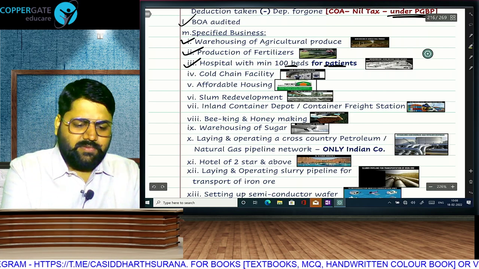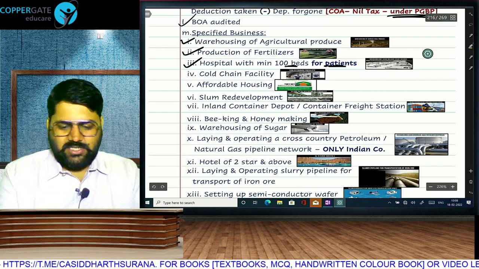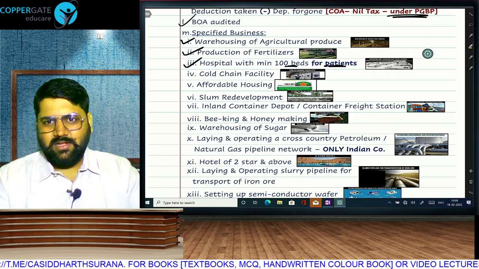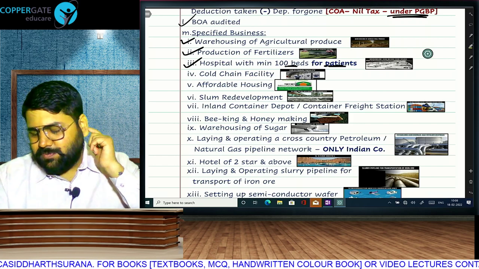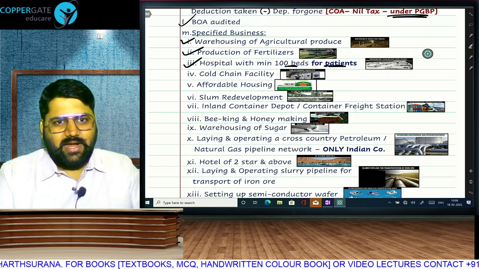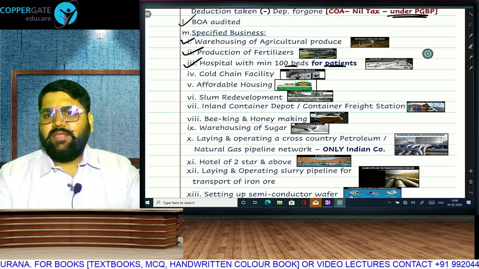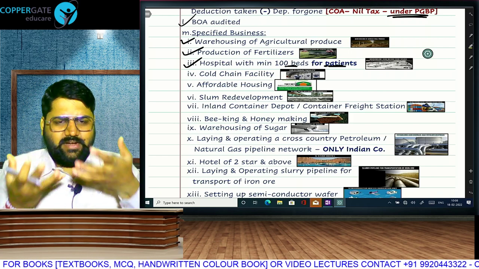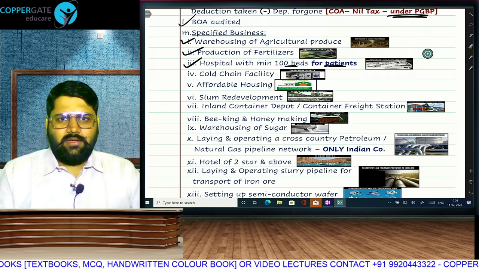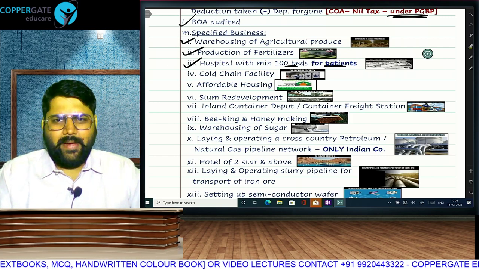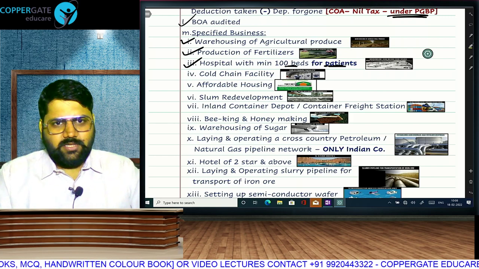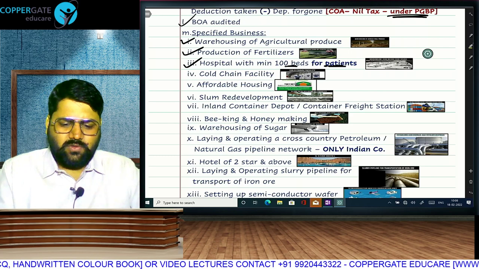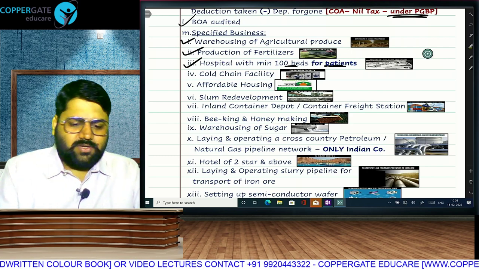So hospital with minimum 100 beds for patient. This is only one of the rare cases where images are small. If you observe major places in the book, we have kept very large size images anyways. And if you watch it on a device, then it appears a little small, and on the laptop or on your mobile, you may not be able to see the image, but if the physical hard copy of the book is with you, the image is still clearly visible.